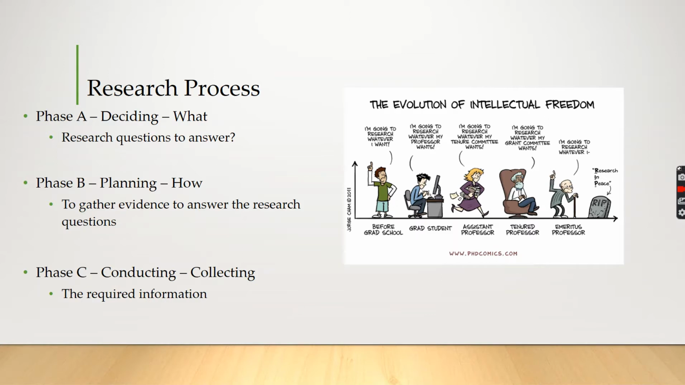Second, phase B, the planning: how you want to gather the evidence to answer the research question. And finally, phase C, conducting or collecting your data, your required information, and then of course writing the report, writing your analysis, and the final steps of your research.